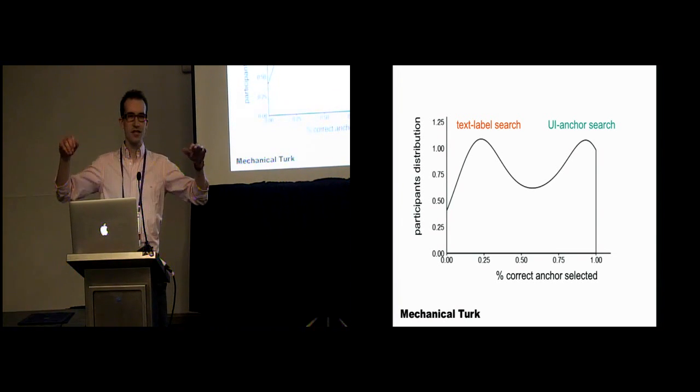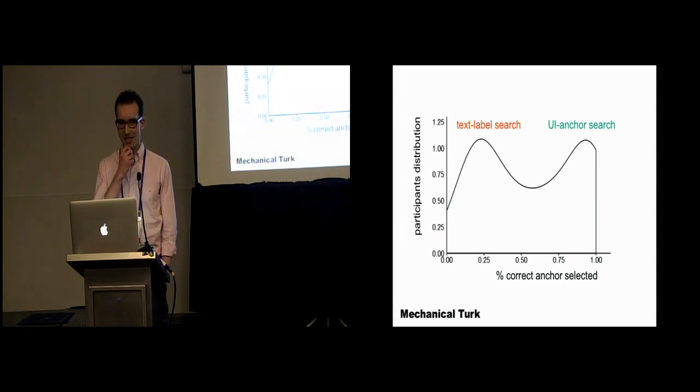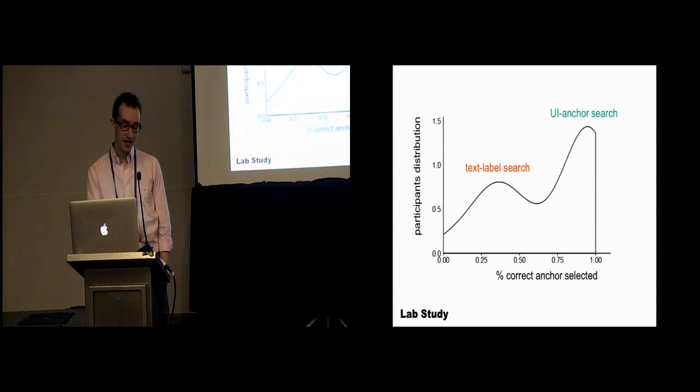So when you have this kind of bimodal distribution of your participants across all conditions, it's something you don't want in an experiment. Unfortunately, we saw the same thing in our lab study, except that this time there was a higher number of participants who used the anchor search. Okay, so what does it mean?